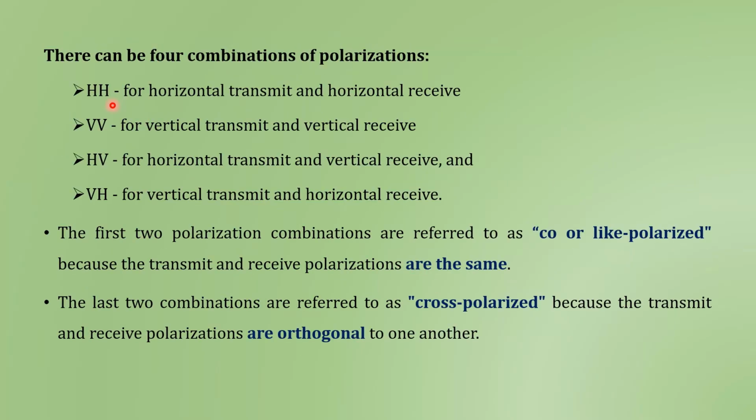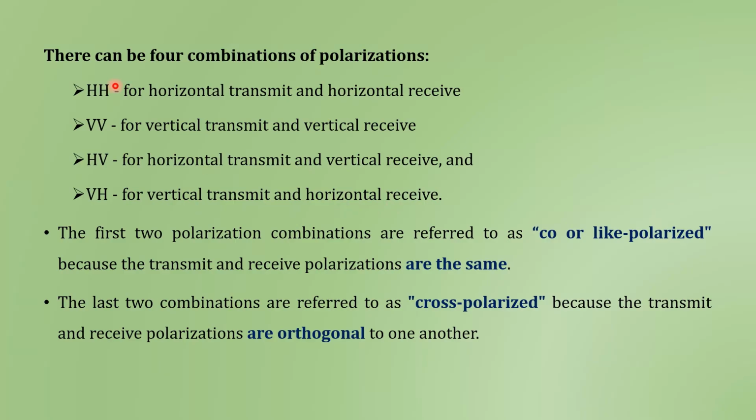First is HH. Here the system transmits as well as receives horizontally polarized signal. Second is VV. Here the system transmits and receives vertically polarized signal. Next is HV. The system transmits horizontally polarized signal but receives vertically polarized signal. And next is VH. Here the system transmits vertically polarized signal but receives horizontally polarized signal.